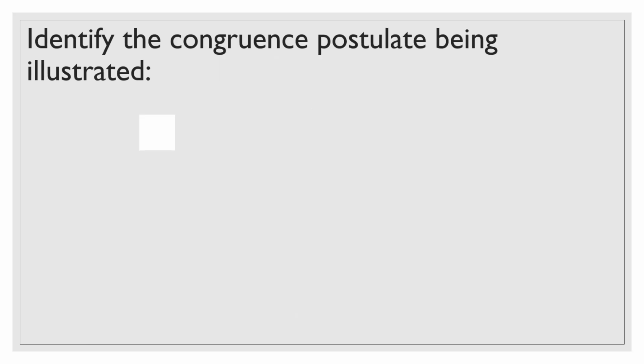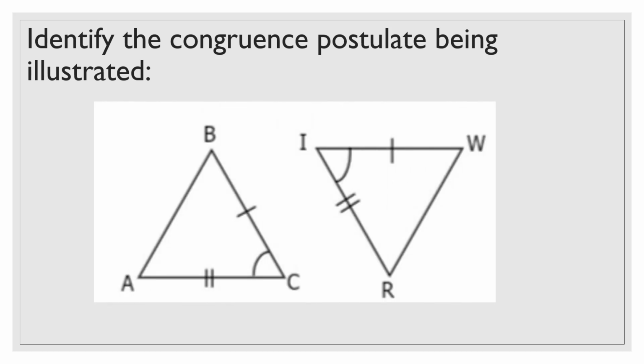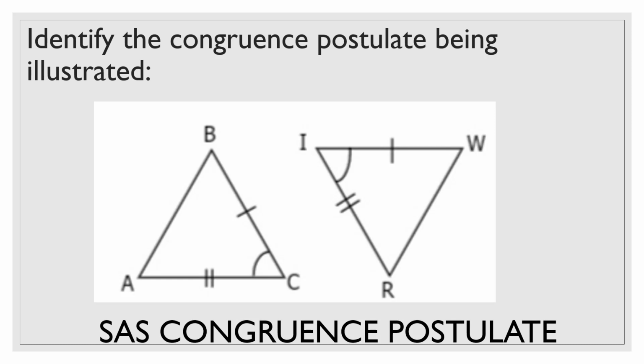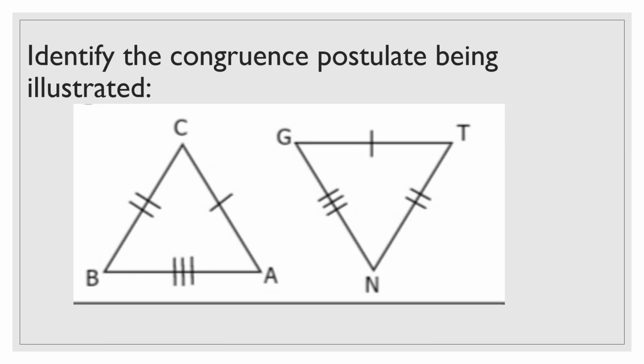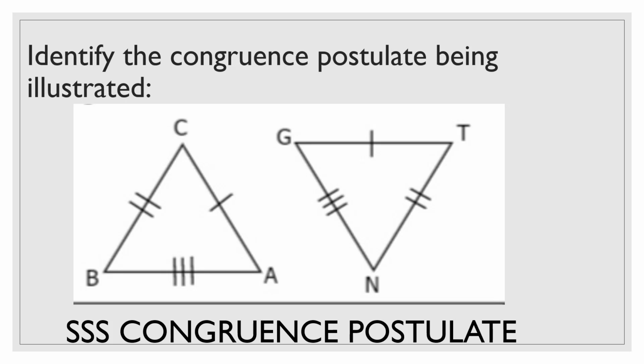Let us have a short recall on the congruence postulates that we discussed in the previous video. For this activity, you are going to identify the congruence postulate being illustrated on the first pair of triangles. The two triangles are congruent by what postulate? If you answered SAS congruence postulate, then you are correct. Next, what is the postulate being used? If you answered SSS congruence postulate, then you are correct.